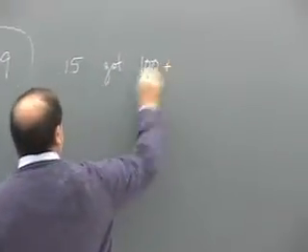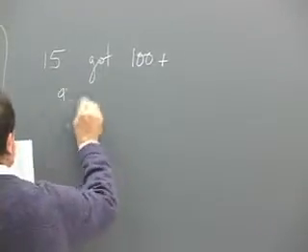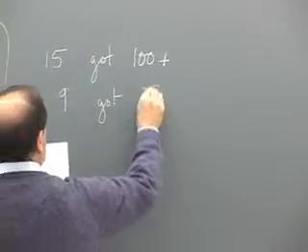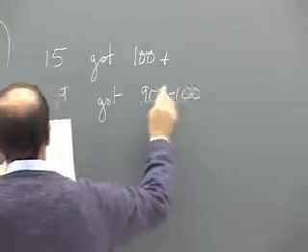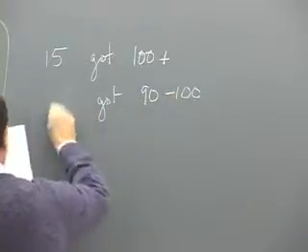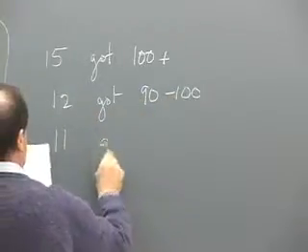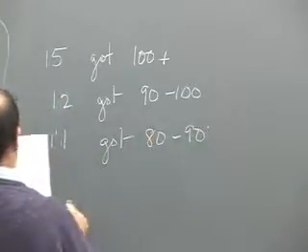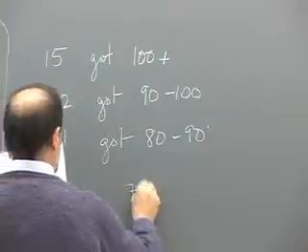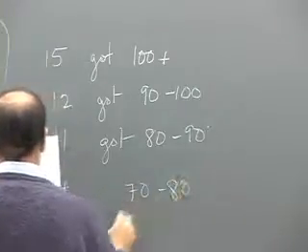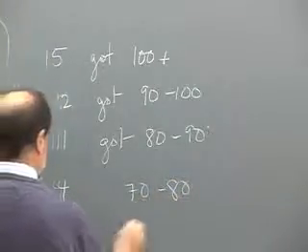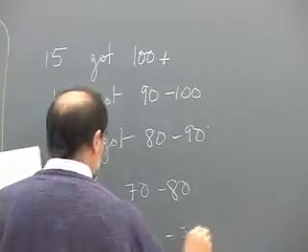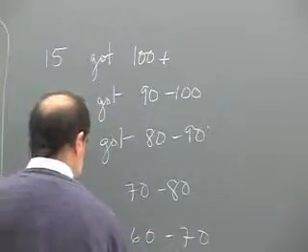100 or plus. 9 got 90 to 100. Sorry, 12 got 90. 11 people got 80 to 90%. 4 people, 70 to 80. 3 people, 60 to 70.